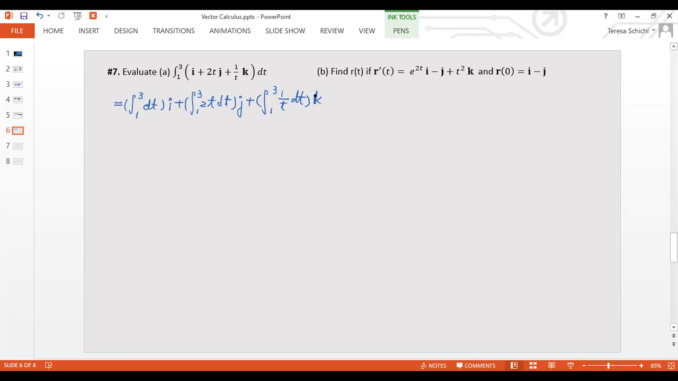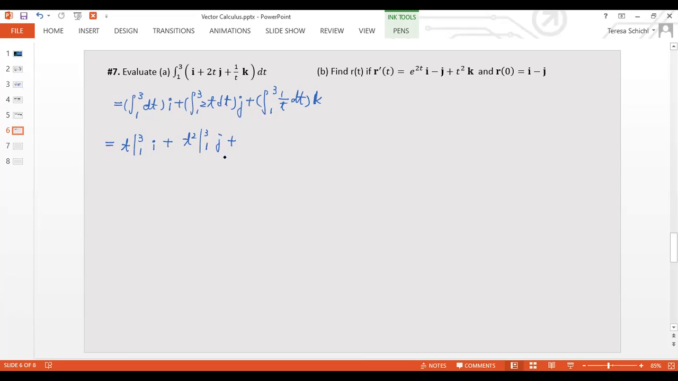It's the k, right? So just like we did in the beginning, when you try to take the integration, you just take the integration of each component. So this will be t from 3 to 1, and this is your i component. And this is the t squared from 3 to 1. This is your j component.